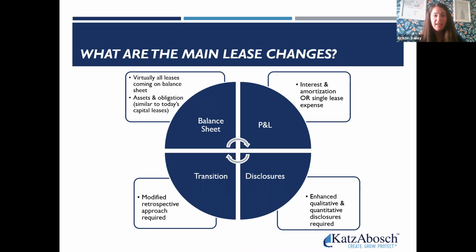The operating lease, again, goes on the balance sheet as a right to use asset and will have a lease expense. There's going to be an increased amount of disclosures related to these leases. And on the transition, you're using the modified retrospective approach, which means you calculate all of your assets and liabilities as of 1/1/22 and you book it 1/1/22.